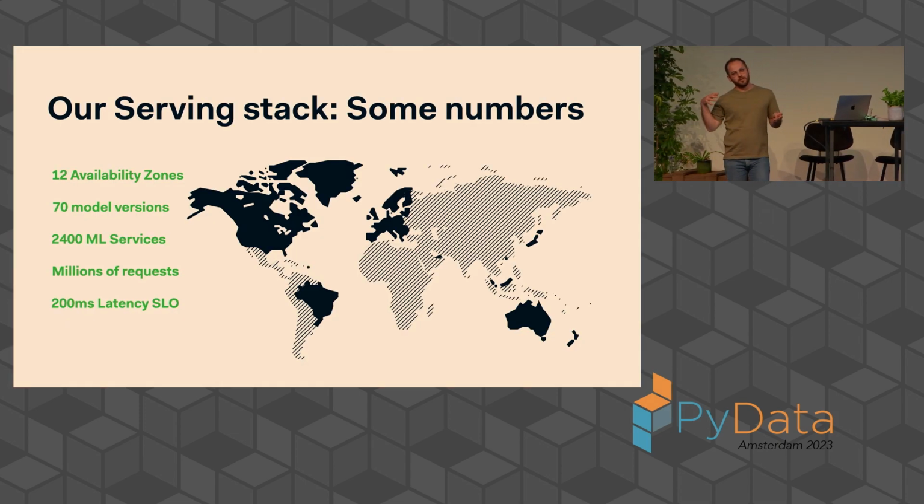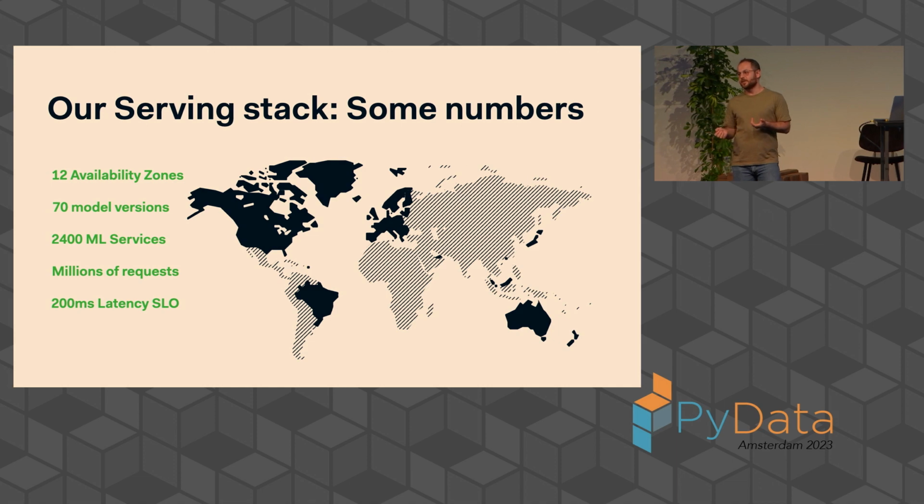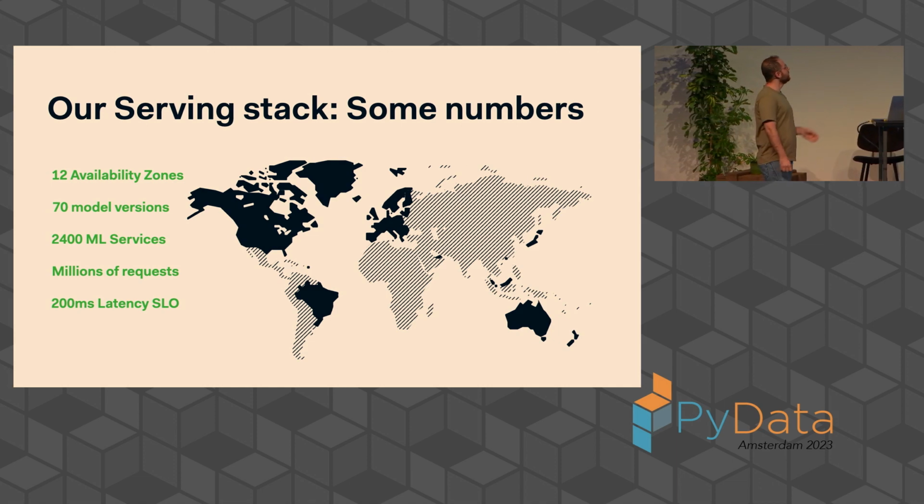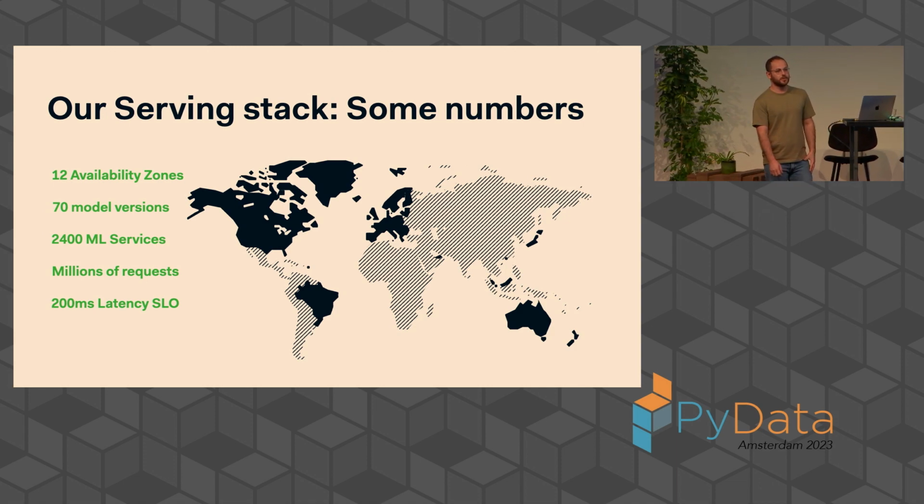Before I go a little bit into these practices, I want to talk a little bit about the scale of our setup. We serve machine learning almost all over the world. We have 12 availability zones. We have lots of models online. And we have around 2,400 ML services running every day. We do millions of requests, and we have strict SLOs for the latency.